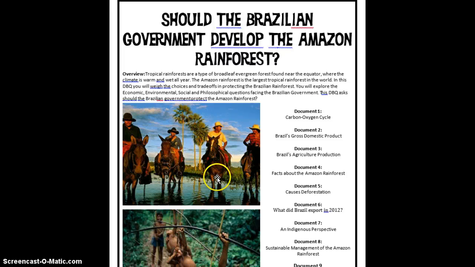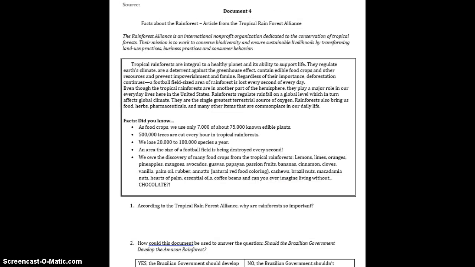In looking at whether the Brazilian government should develop the rainforest, we're going to now look at document 4, facts about the Amazon rainforest. Up to this point, most of our documents have been maps, charts, graphs, or pictures. This one is going to be a healthy dose of reading, so we want to make sure we are annotating properly, underlining and highlighting any important things that we can return to later.